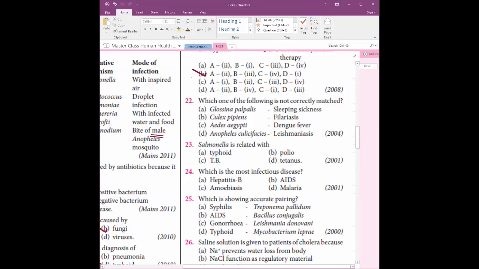Okay, so guys, we need to think about this a bit. Some of them we know, some of them we don't know at all. Culex mosquito causes filariasis. Yes. Aedes mosquito, dengue. Yes.